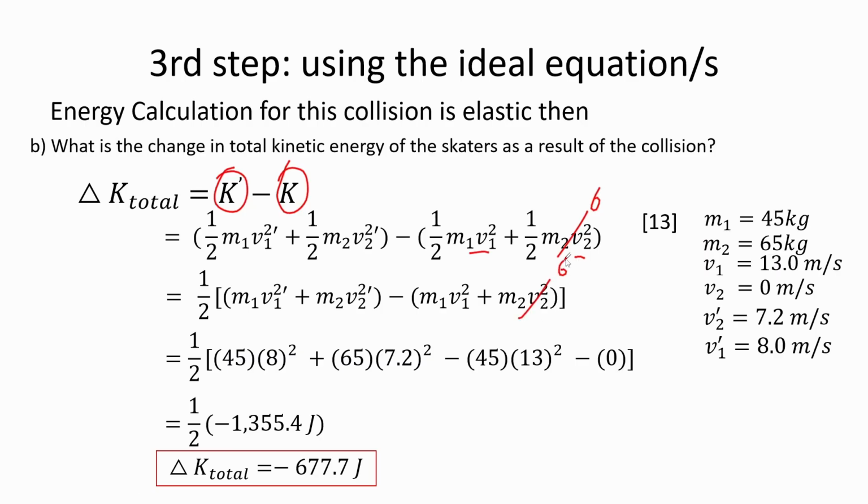And we can factor out the mg, 1/2. Okay, so you have 1/2 here. And we can substitute the values given and obtained earlier. So, this appears to give a negative total kinetic energy, negative 677.7 joules. So, we now have the final velocity of mass 2 and its direction and the change in kinetic energy.